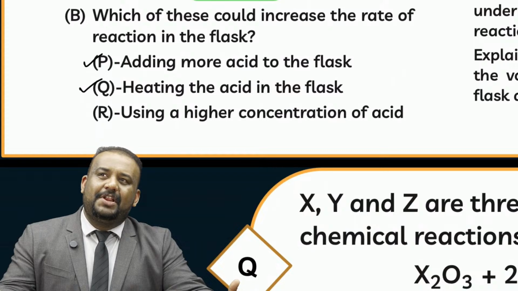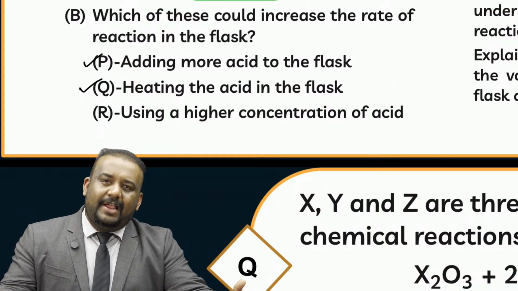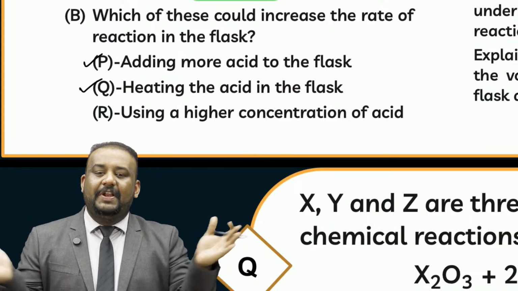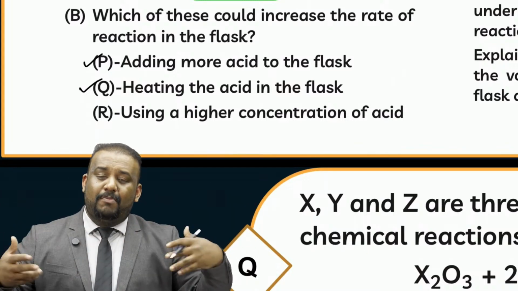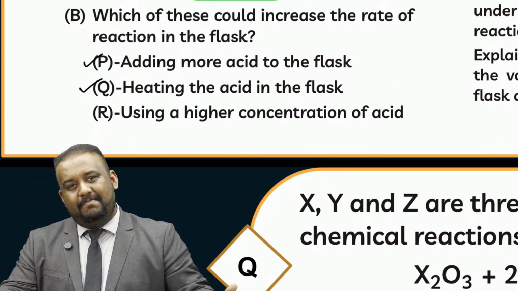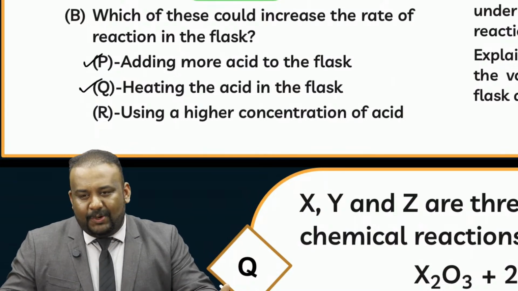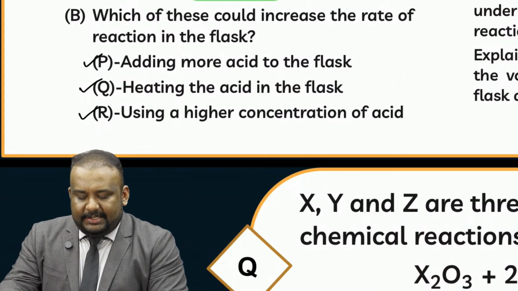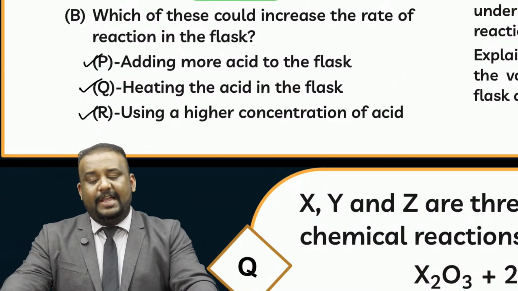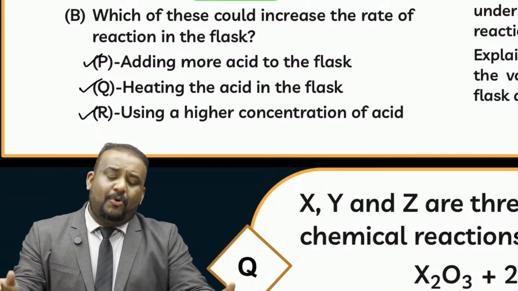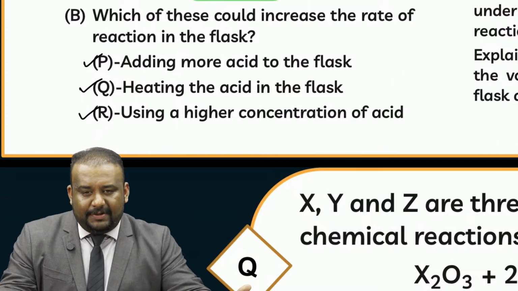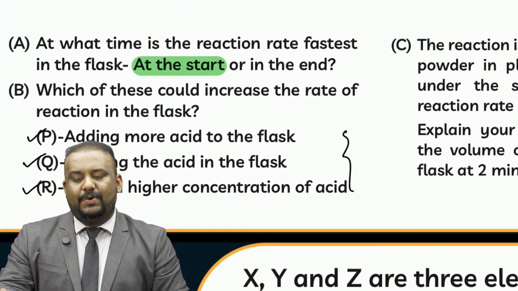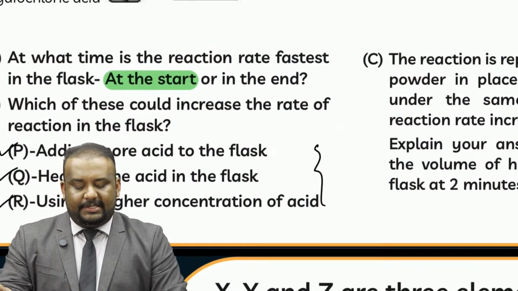If you increase the temperature, you can imagine that the kinetic energy of the reactant molecules will increase. So if the kinetic energy increases, they will collide faster. So that will bring out more and more reactions in a shorter period of time. That's the simple logic, right? So hope you understood that clearly. And the third option says using a higher concentration of acid. Definitely more concentration of acid will have more H plus ions. So definitely the rate of the reaction will increase. So we can say all these three are going to increase the rate of the reaction.